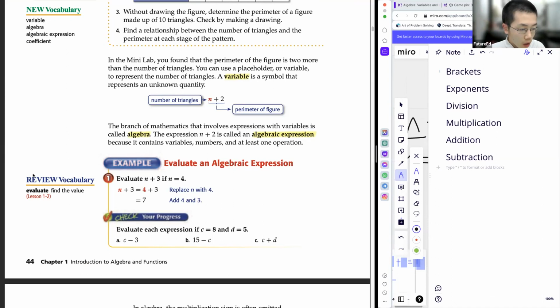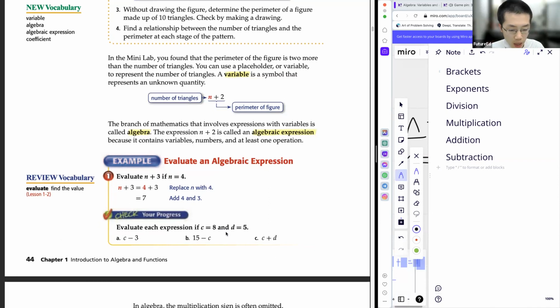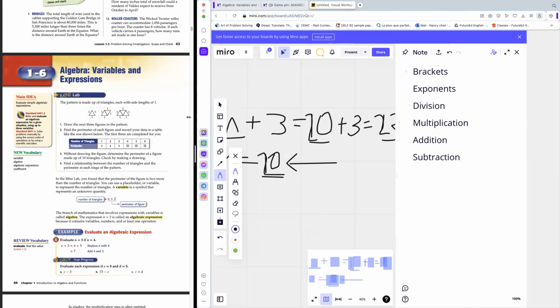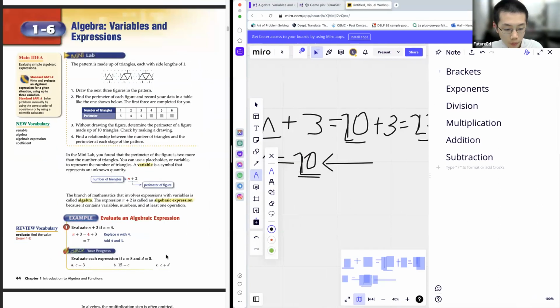Okay. Sean, would you like to try A? So the check your progress. Can you try A, please? If C is 8 and D is 5, what would C minus 3 be? 5. Okay, why is it equal to 5? Because C equals 8. Yes, so C is equal to 8, and then 8 minus 3 would indeed be equal to 5.